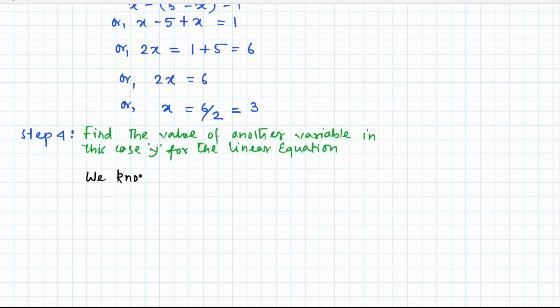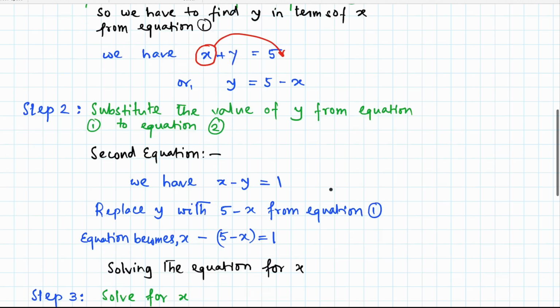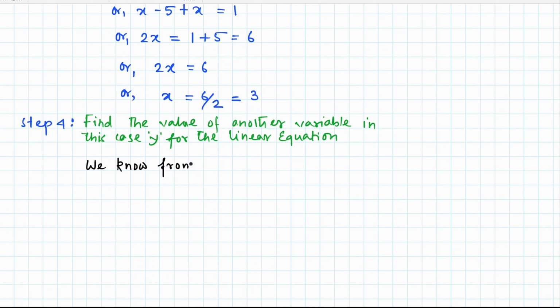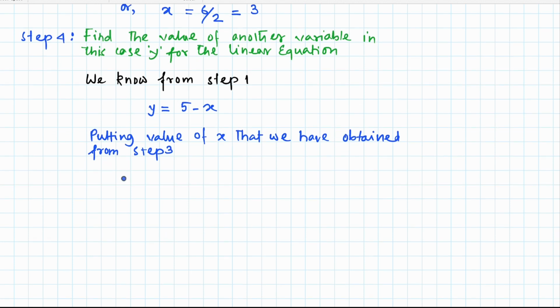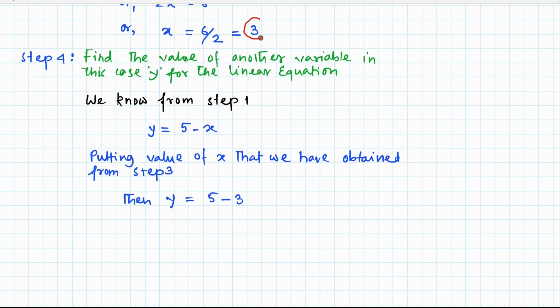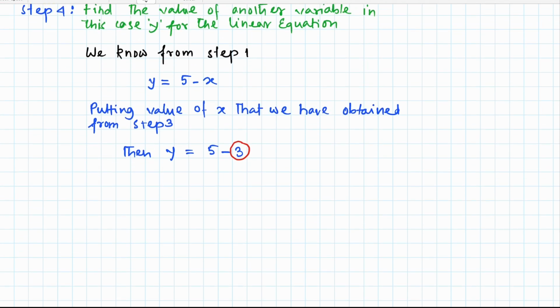Now we again have to make use of equation 1, because we have expressed y in terms of x. So we know from step 1 that y is equal to 5 minus x. Now in place of x we have already got the value. Putting the value of x that we have obtained from step 3, y becomes 5 minus 3, and we finally get the value y equal to 2.